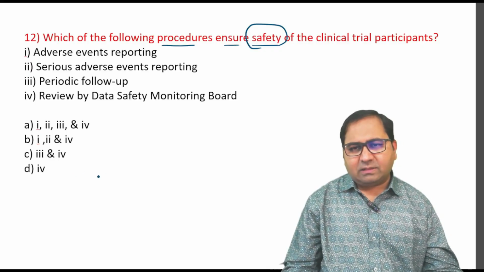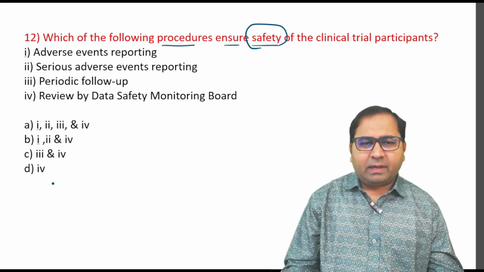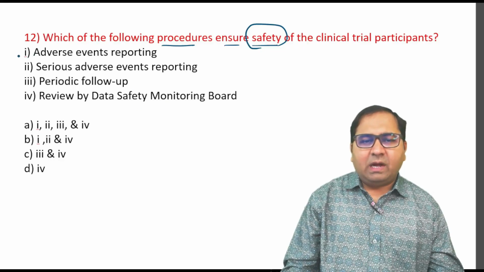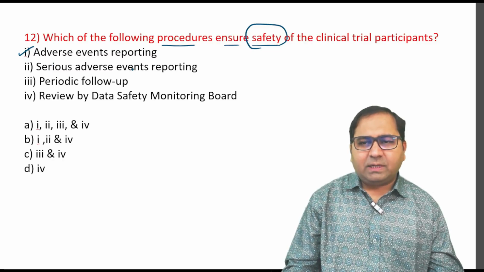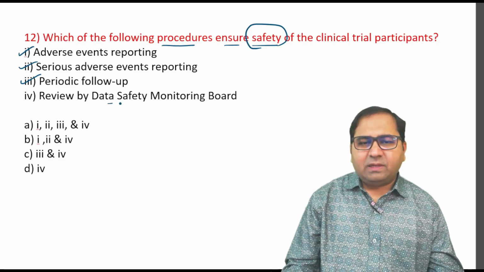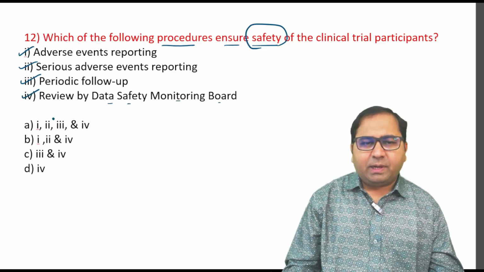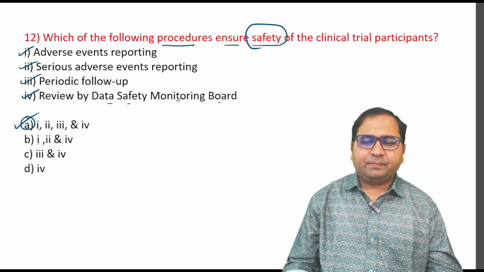Okay, now let us see the answers. Among the options given, all the 4 are correct. Adverse effects reporting: yes, you have to report the adverse events, whatever is happening to the patient or the participant. Second is serious adverse events reporting. Yes, serious, non-serious, everything you have to report. Third is periodic follow-up. Yes, you have to do periodic follow-up. Then fourth, review by Data Safety Monitoring Board. Yes, it is supposed to be done. So the option A, where 1, 2, 3, 4 all are correct statements.